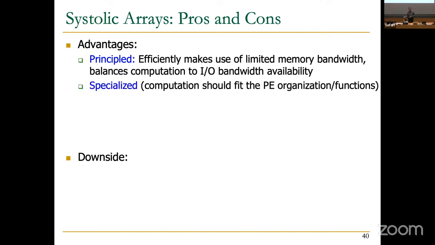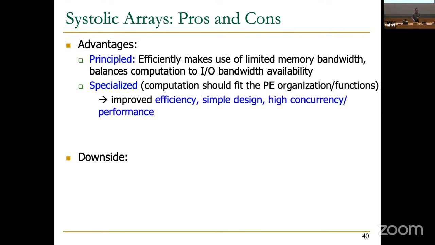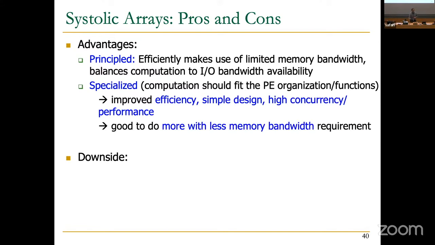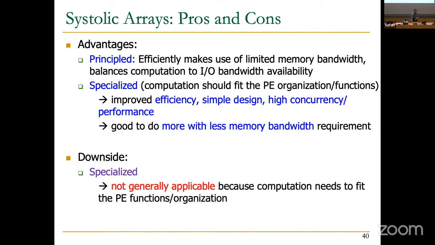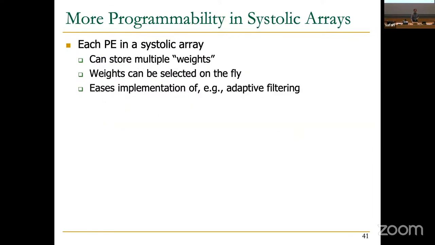They're very specialized, as you can see. Computation should fit the processing element organization and functions. And specialization buys a lot of things. Efficiency, simple design, high concurrency, and high performance. And it's good to do more with less memory bandwidth requirements. The big downside is the same thing, which is they're specialized. It's not that they're principled. Being principled is not a downside, but being specialized is a downside, basically, because they're not generally applicable. Some computation needs to fit the processing element functions and organization. And if you want to make them generally applicable, it becomes more complicated.